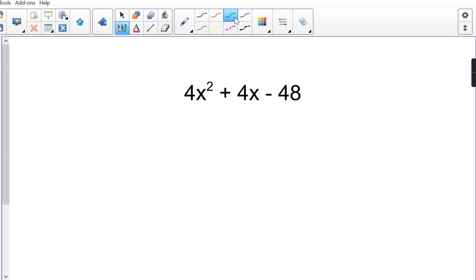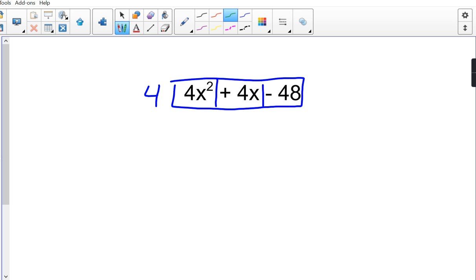Okay, next one, 4x squared plus 4x minus 48. Look for a greatest common factor. Did you find one? I hope you did. Okay, so I'm going to make the rectangle around it, and the greatest common factor that I see is 4. All of these are divisible by 4.